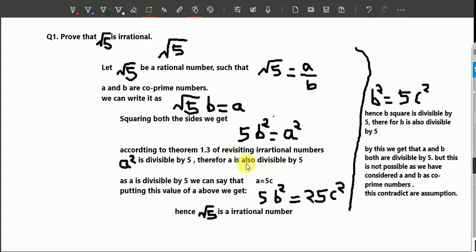Now, from this one and this one, we get that a and b both are divisible by 5. But this is not possible, as we have considered both a and b as co-prime numbers. This contradicts our assumption. Therefore, root 5 is an irrational number. This is how you can prove this is an irrational number, and others also as irrational numbers.